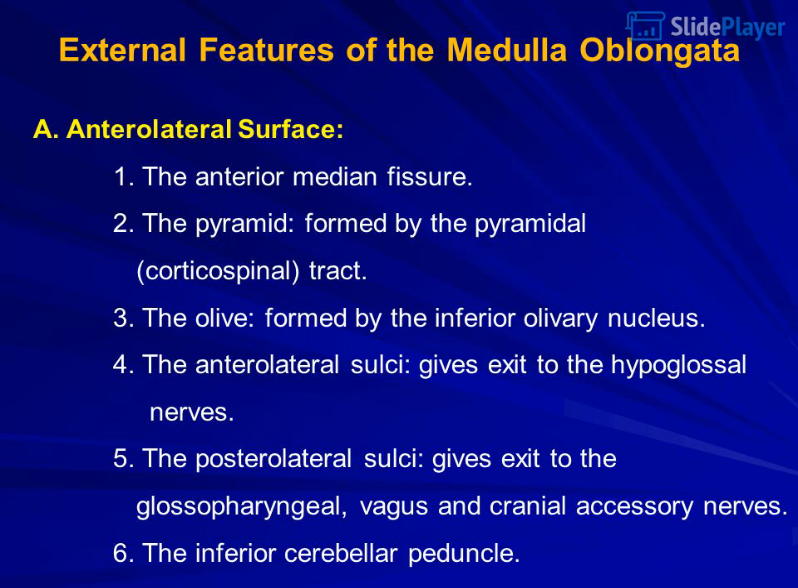External features of the medulla oblongata. A. Anterolateral surface. 1. The anterior median fissure. 2. The pyramid, formed by the pyramidal corticospinal tract. 3. The olive, formed by the inferior olivary nucleus. 4. The anterolateral sulci, which give exit to the hypoglossal nerves. 5. The posterolateral sulci, which give exit to the glossopharyngeal, vagus and cranial accessory nerves. 6. The inferior cerebellar peduncle.